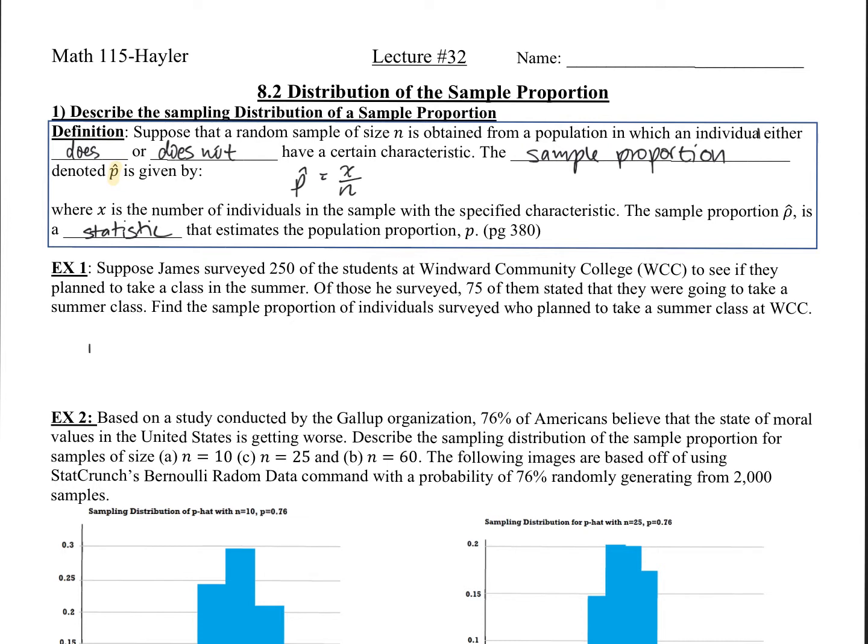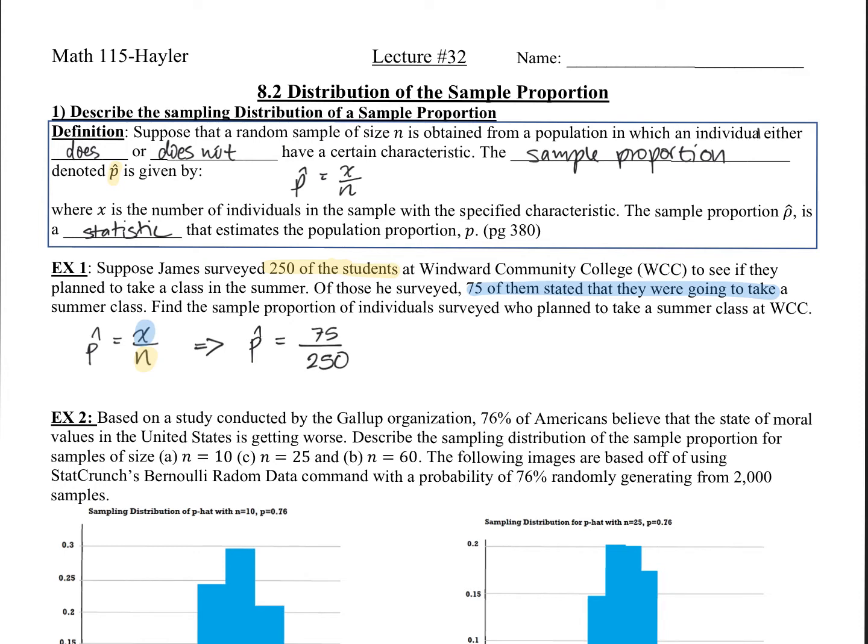Alright, so we're going to go ahead and use the formula p hat equals x divided by n. So the question here is, what is our p hat? Well, to find that, we need x and n, where x is the number of individuals with a specified characteristic. So we're looking for the number of students that were going to take a summer class, and we found out that 75 of them stated they were going to do that. And then n is the total sample size, so that was 250. Alright, so we can go ahead and plug that in. So p hat is going to equal 75 divided by 250.